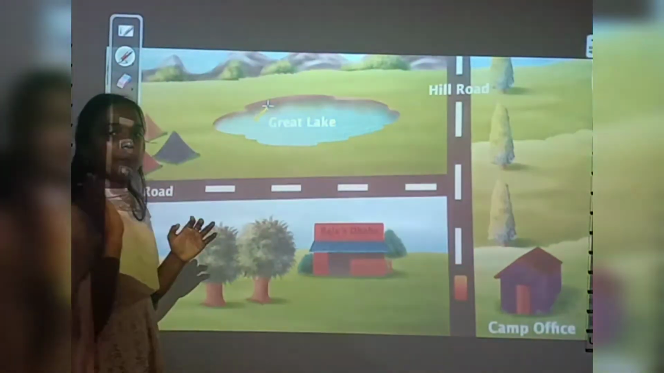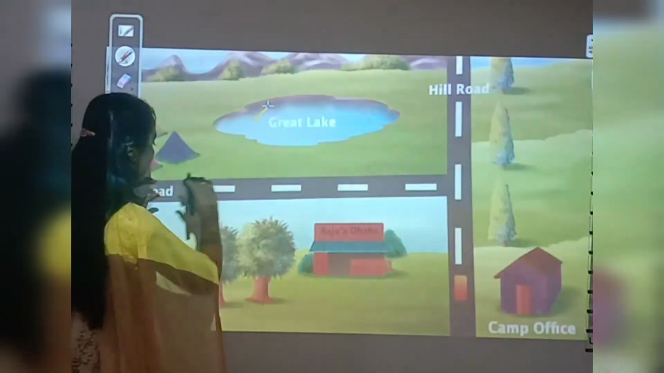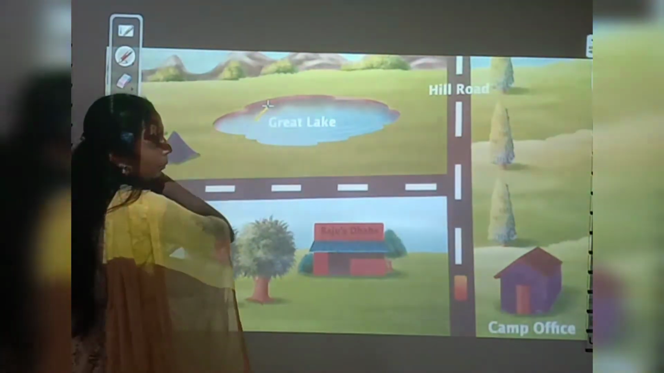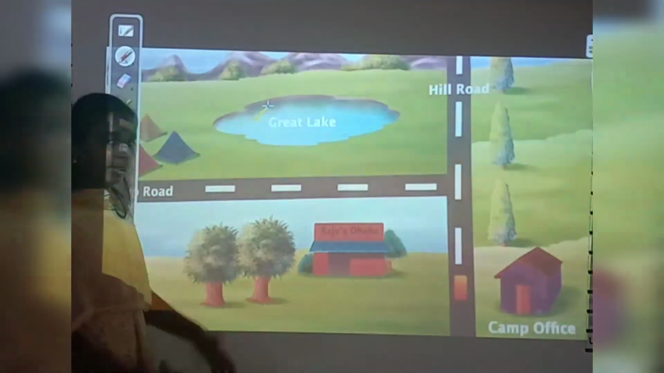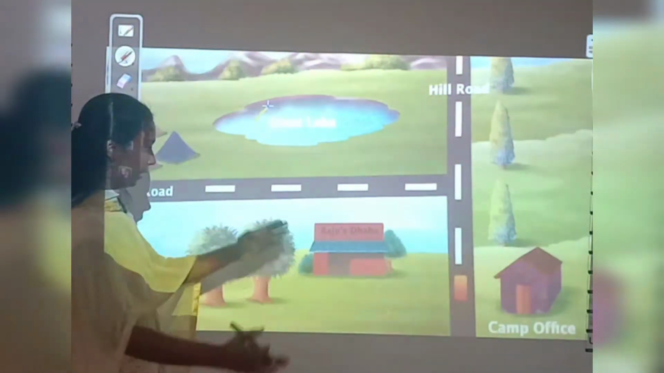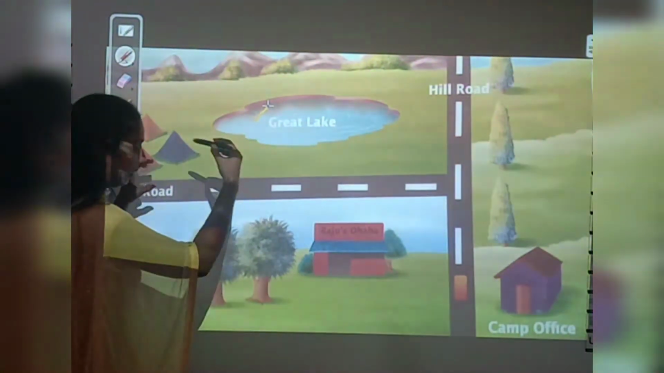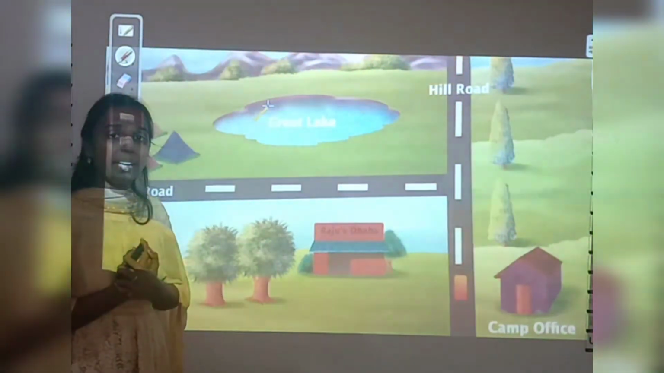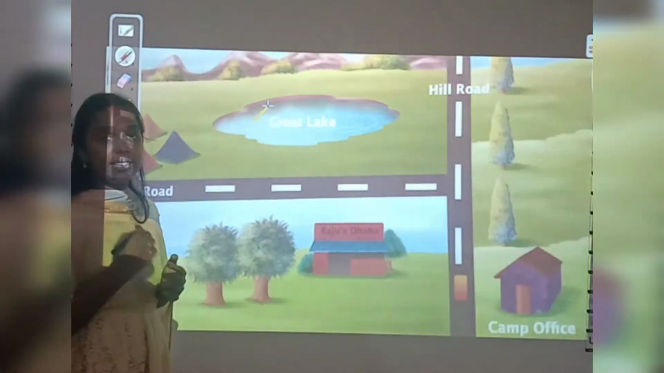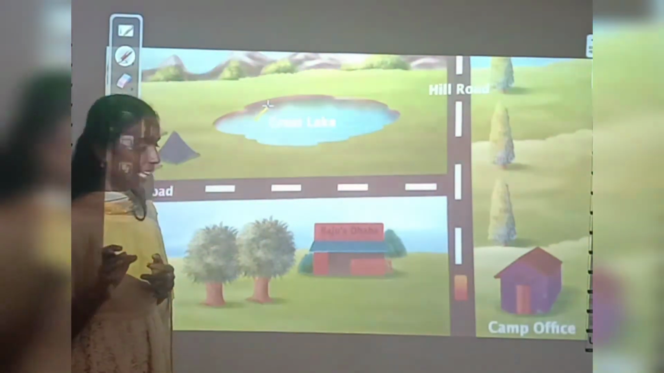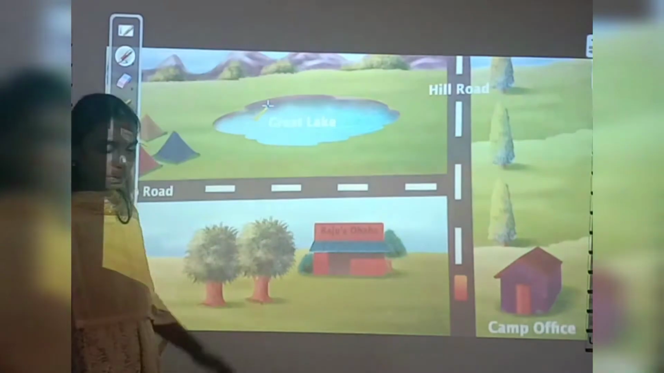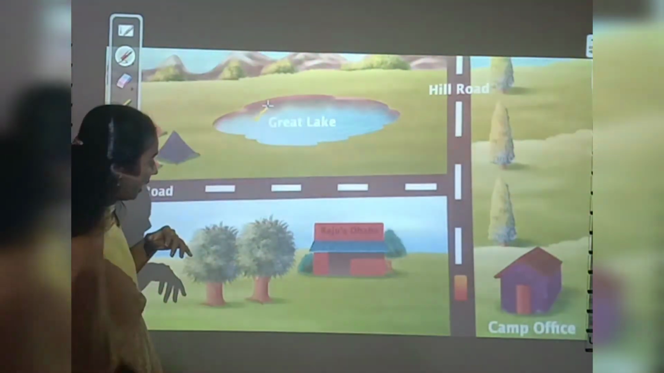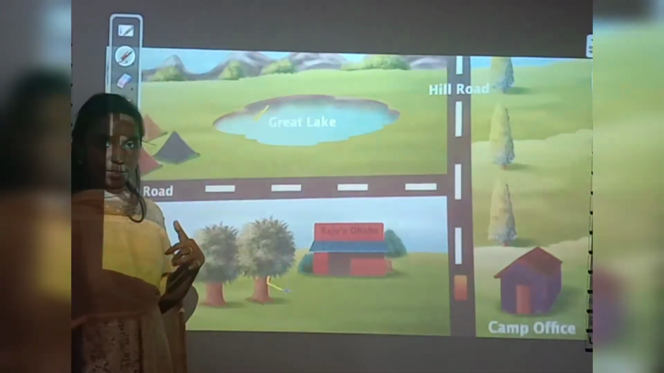Now from this Camp Road, where is Raju's Dhaba located? You are moving towards the Hill Road, that means you are moving like this, in this position. In which direction is Raju's Dhaba located? It is on your right hand side, right? So if you are standing in this position on Camp Road, then on your left hand side is the Great Lake, and on your right hand side is Raju's Dhaba.